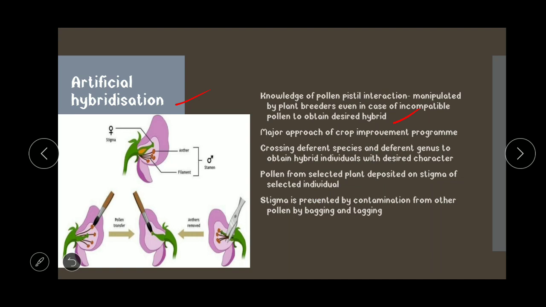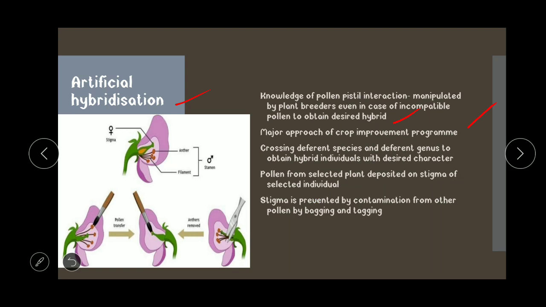So what are the advantages of a hybrid? Two favorable characters or advantages from two different plants can be combined to get a new plant, and this will lead to more yield and more nutrients in the fruit, or more growth of the food. Artificial hybridization is a major approach of crop improvement programs, and tremendous research is taking place in this field.